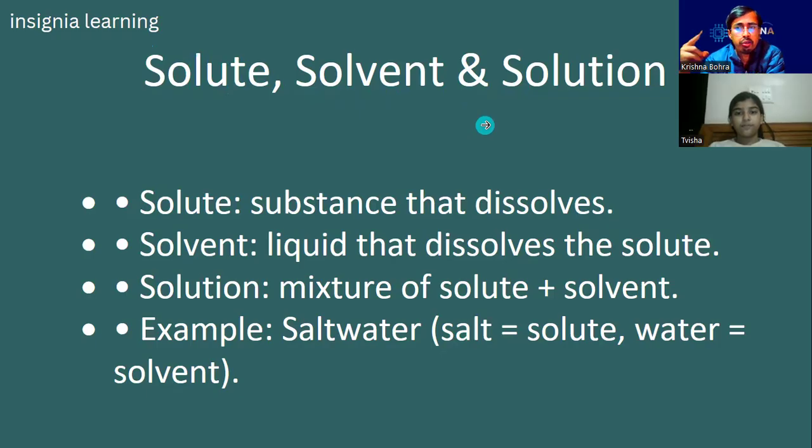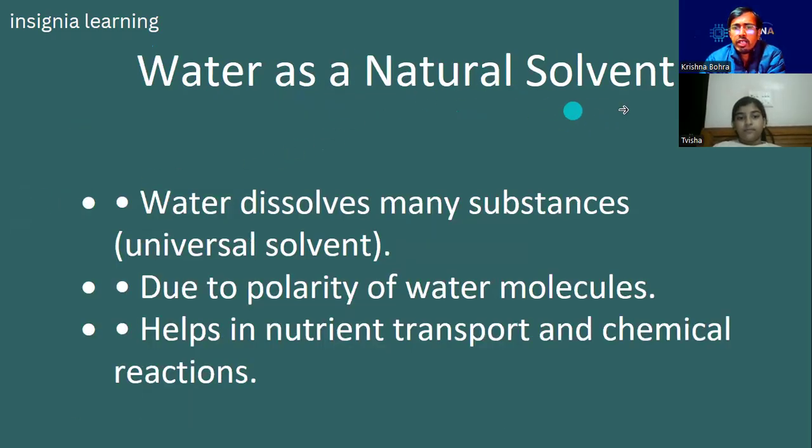So we have understood two identities. One, the one which is in the greater amount will be the solvent, and the lesser will be the solute. And second, the one which dissolves other things in itself we call the solvent, and the thing which is being dissolved we call the solute. So water is used as a natural solvent, or water is also a universal solvent.